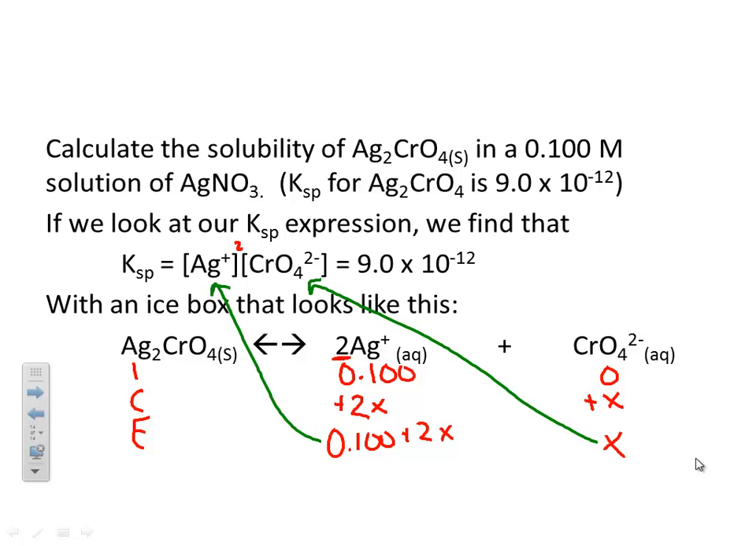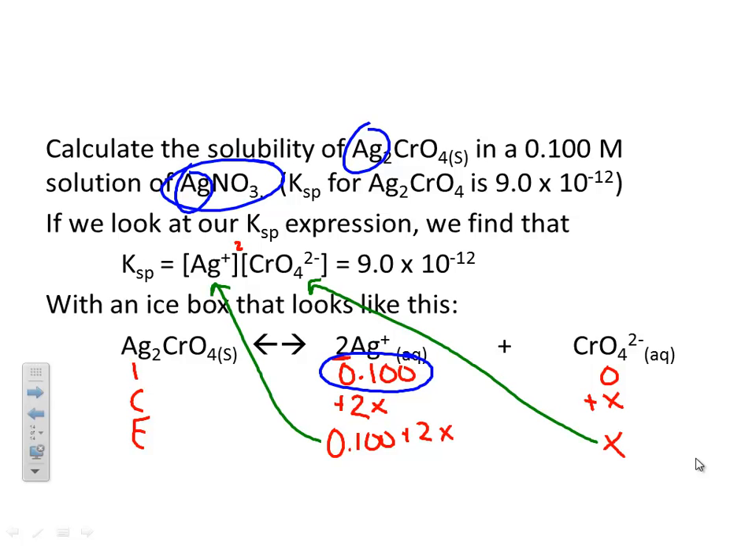I'm actually going to let you solve for x in this one, and you solve for the solubility. The only difference between this and the other problems is that we began with an initial concentration of the silver because it came from the AgNO3. And that's the result of having two sources of silver ions, thus a common ion effect in this particular case.